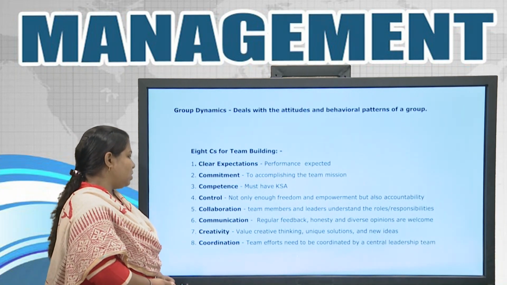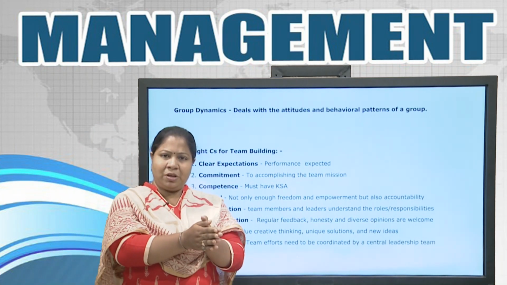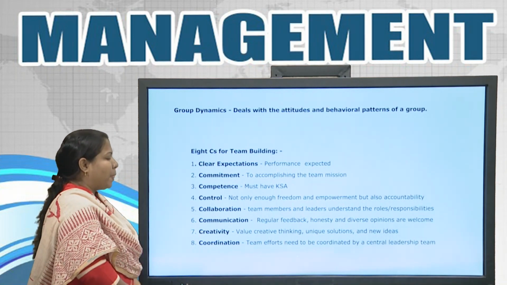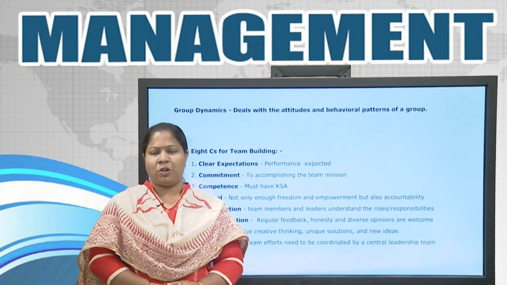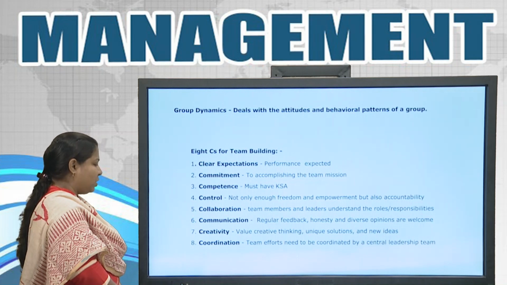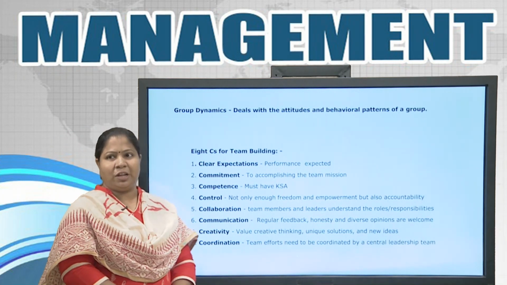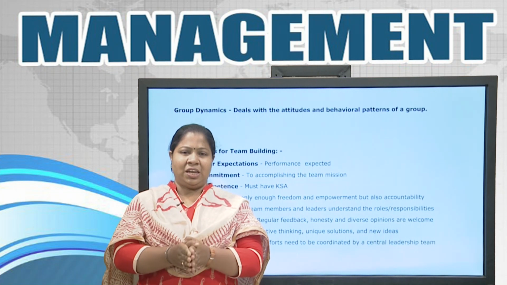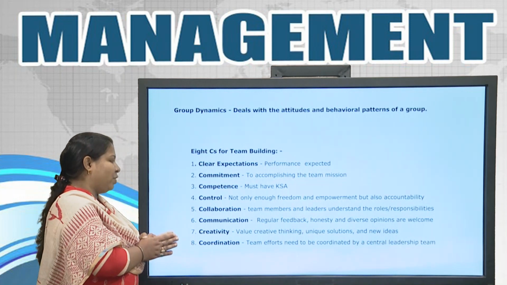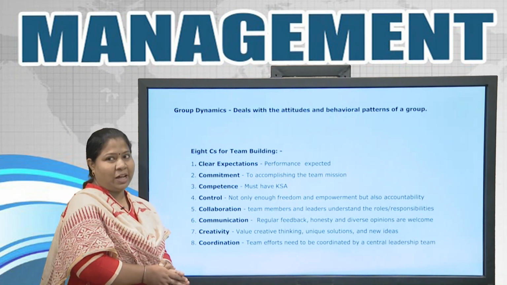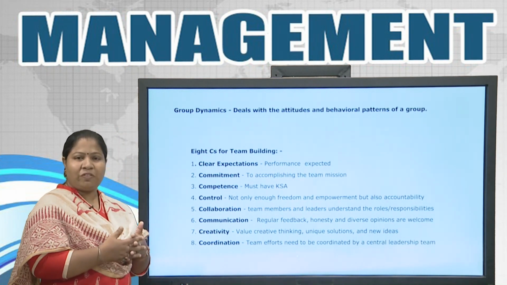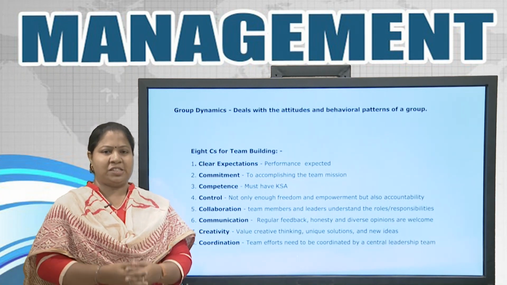Next is collaboration. Collaboration means team members as well as team leaders have to understand their own roles and responsibilities. The seventh one is creativity. Creativity means every individual has to perform, has to communicate, has to try to give new ideas, and find unique solutions to achieve the task.